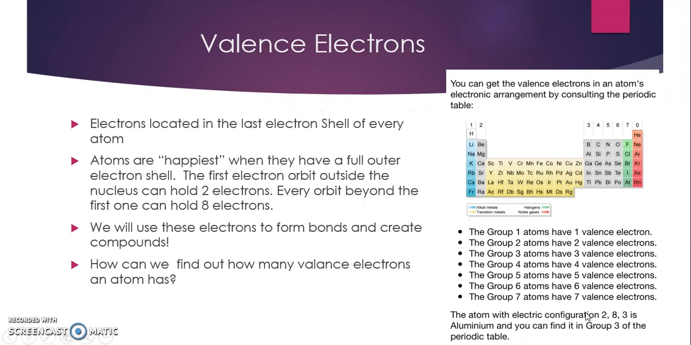The atom with electron configuration of 2, 8, and 3 is aluminum. You can find it in group 3 of the periodic table. So let's look at this, aluminum right here. The first shell is going to have 2 electrons. The second shell is going to have 8, and the third one is going to have 3.